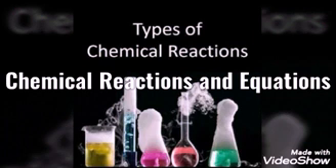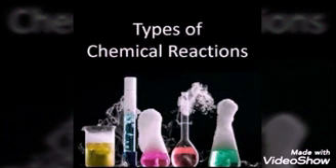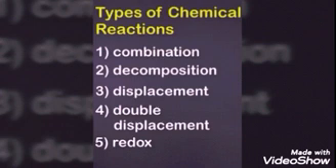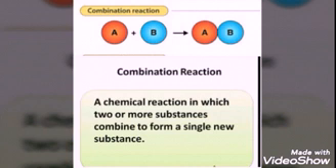Based on the different conditions, the chemical reactions are classified into 5 types. They are combination, decomposition, displacement, double displacement, and oxidation reduction reaction, which is called together as redox reaction. Let us learn about each type of chemical reaction in detail. The first reaction is combination reaction. The reaction in which two or more reactants combine together to form a single product is called a combination reaction.